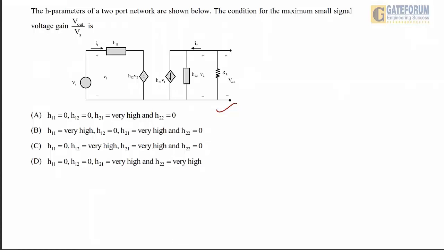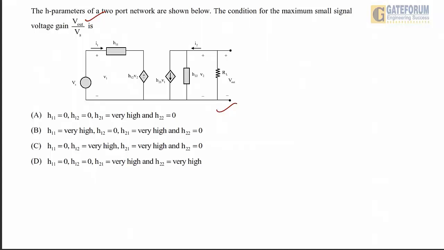So this is the question they asked in GATE 2023 for EC from the analog topic, and it is based on the hybrid parameter, or H parameter, of the transistor. Here we need to find the condition for which V out by Vs is maximum. For this we need to solve the input part as well as the output part of this circuit, and then find the ratio V out by Vs, which is called the gain of this circuit, and then accordingly we can find the condition.